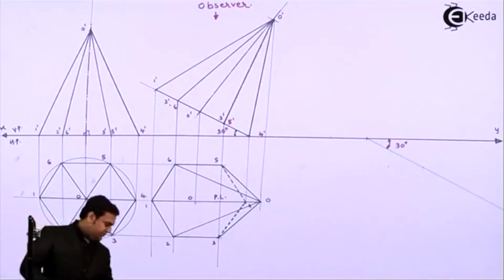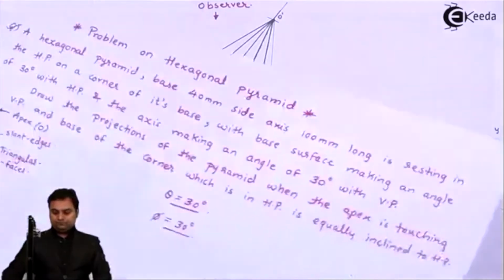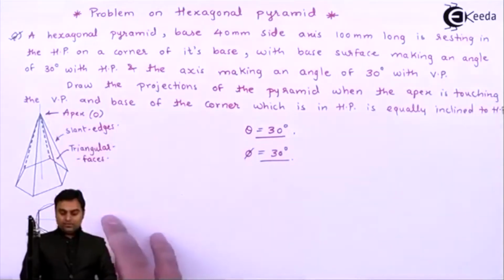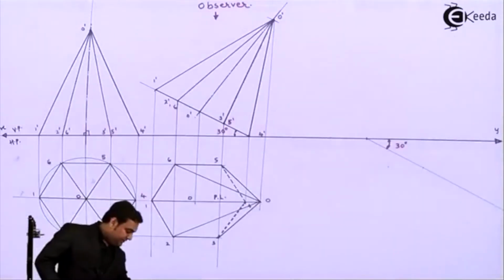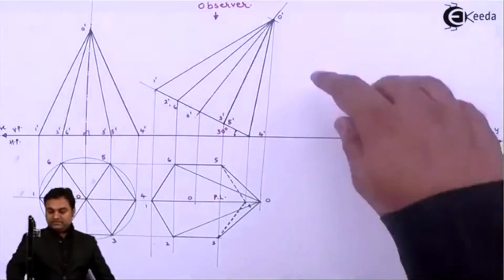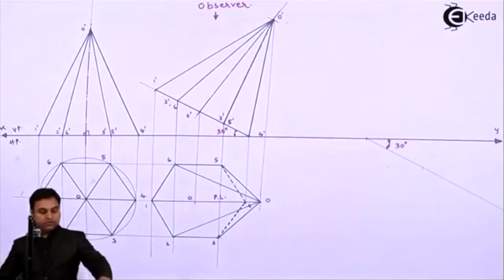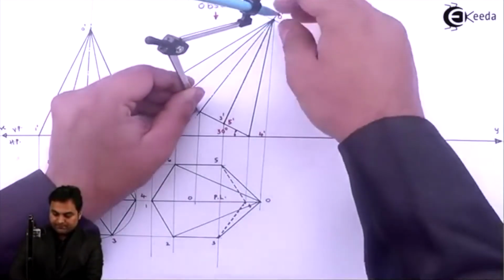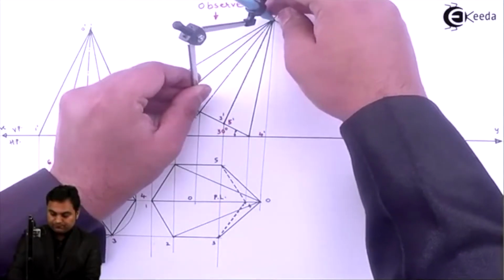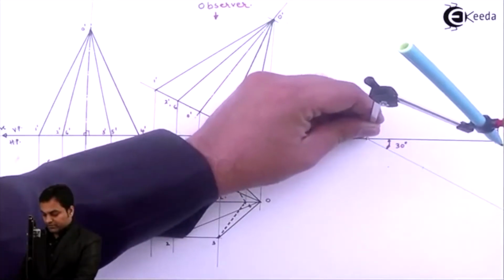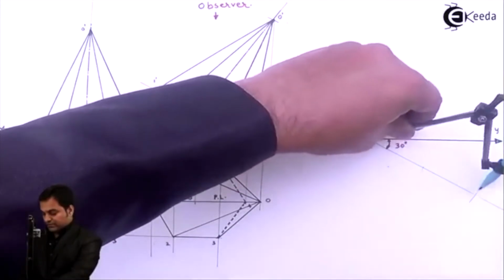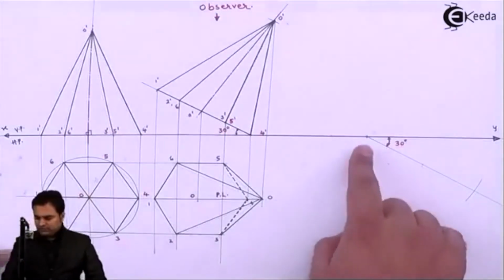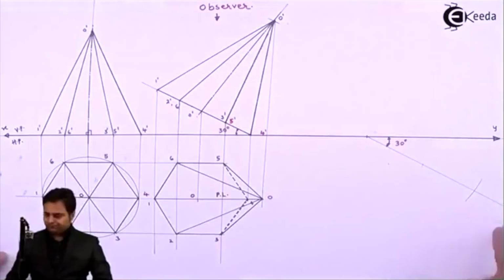And in the question they have mentioned: draw the projections of the pyramid when the apex is touching the VP. So we have to make it in such a way that this apex should touch VP. So taking the original length, which is 100 mm, keeping it over the XY line because it will be seen in XY line, and cutting this line. So now here I have marked the original length of the axis.